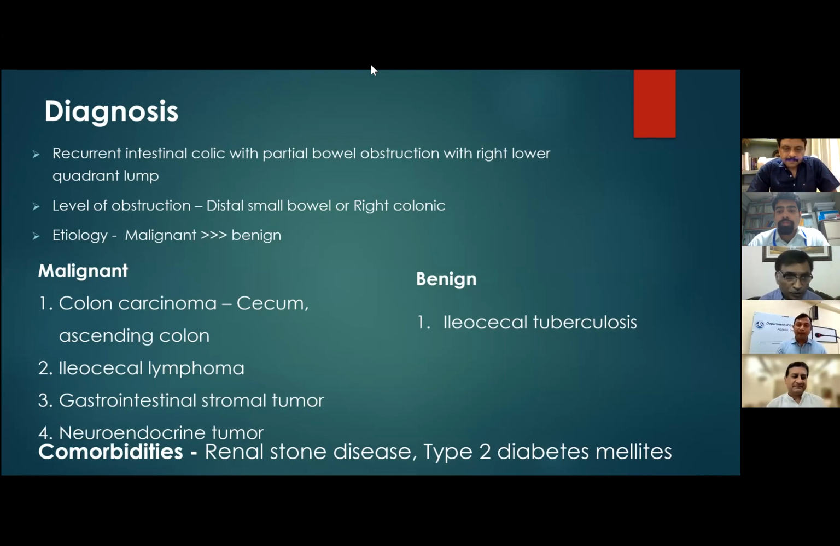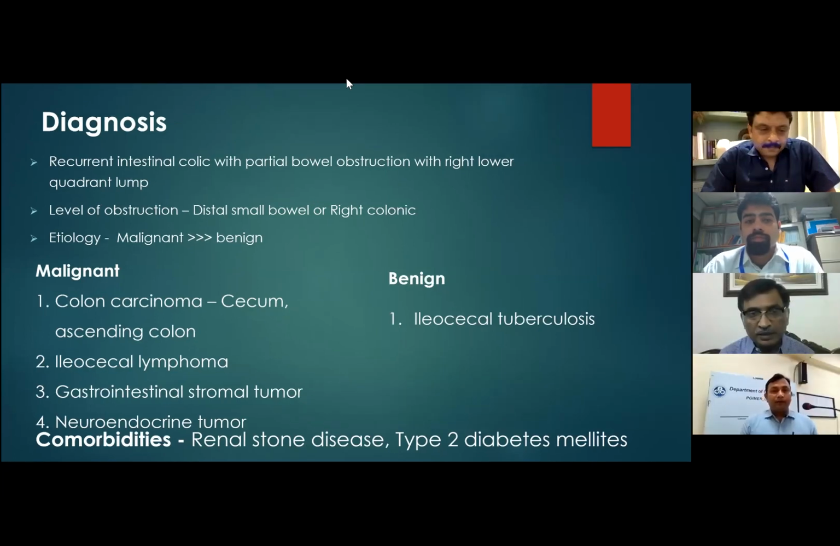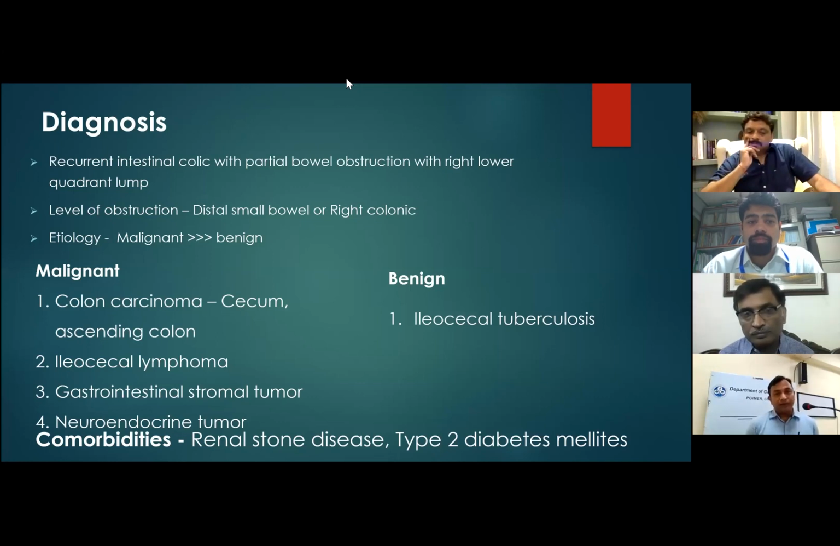Dr. Arup, can you talk about the rest of the differential diagnosis? Ileocecal lymphoma, GIST, gastrointestinal stromal tumor, and neuroendocrine tumor. Are they serious contenders? Sir, I will keep lymphoma as a third possibility after tuberculosis.